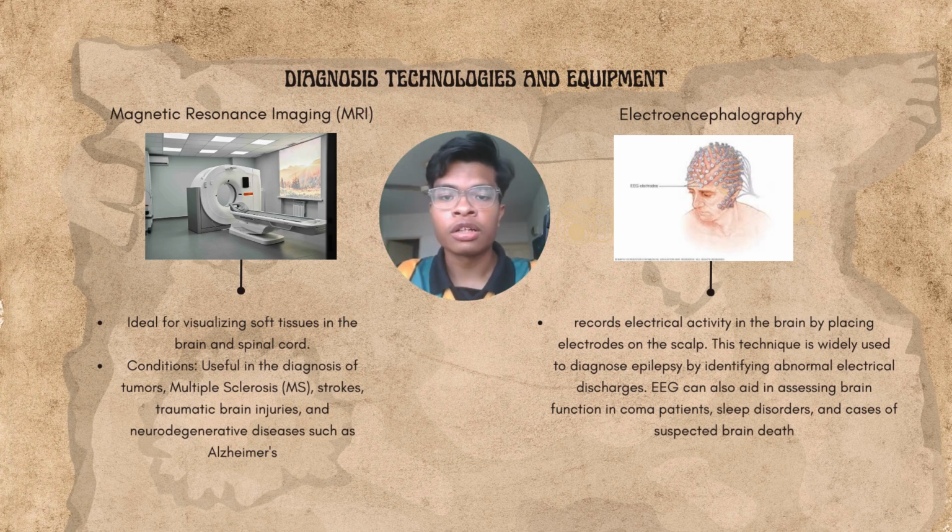Now, I would like to talk about diagnosis, technology, and equipment. This is a way of how doctors can know what type of injury or disease we have. The first equipment is magnetic resonance imaging, or as many of you have heard, MRI. MRI is ideal for visualizing soft tissue in the brain and spinal cord. It's really useful in the diagnosis of tumors, multiple sclerosis, strokes, traumatic brain injuries, and neurodegenerative diseases such as Alzheimer's.